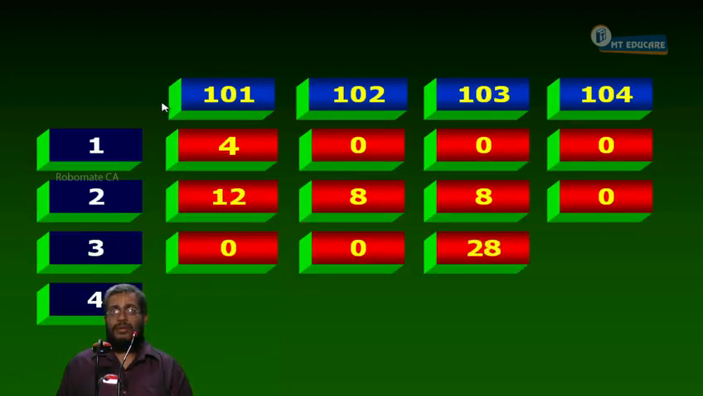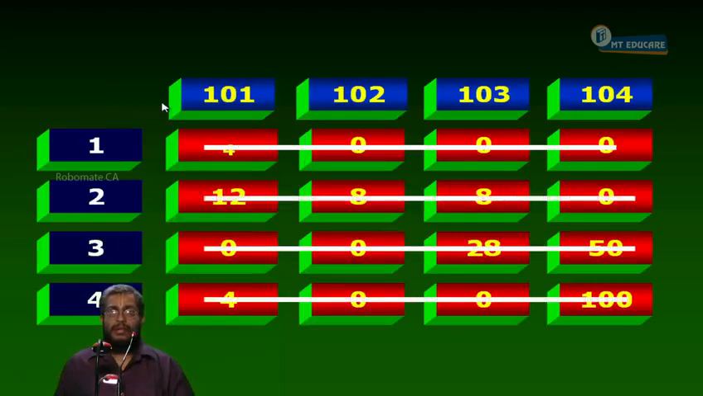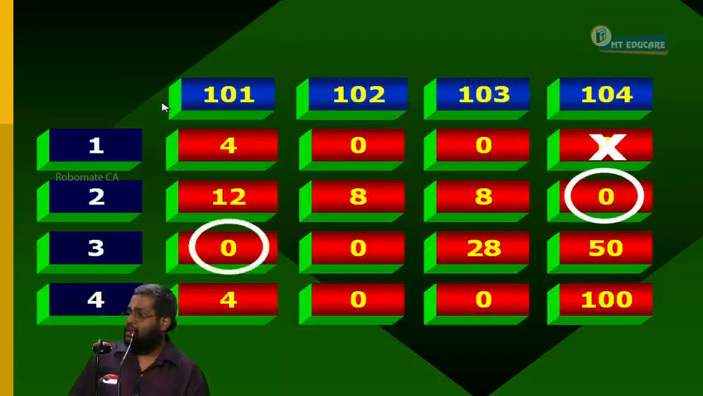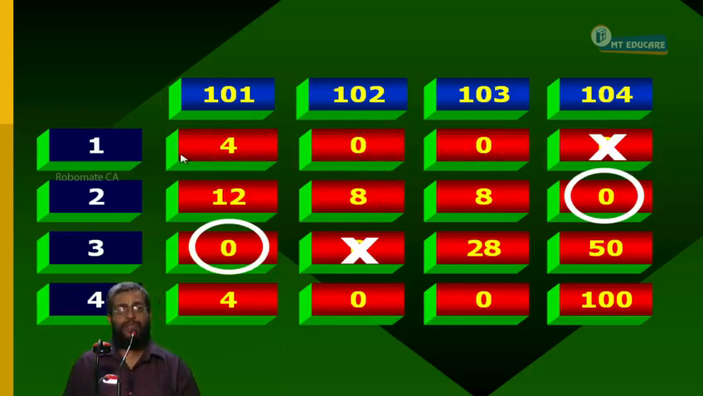Point number three. In the final assignment, we had two zeros to choose from. That is cell 1, 2, or cell 1, 3. I had a choice here: not 1, 2 or 1, 3. Either cell if we choose, we will get the same minimum layover time.